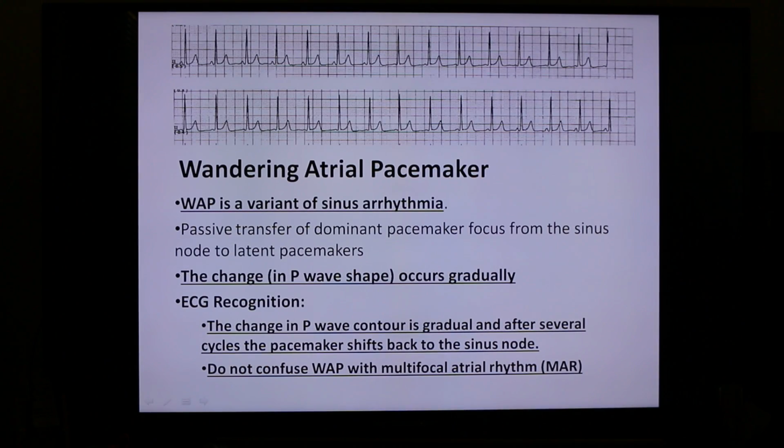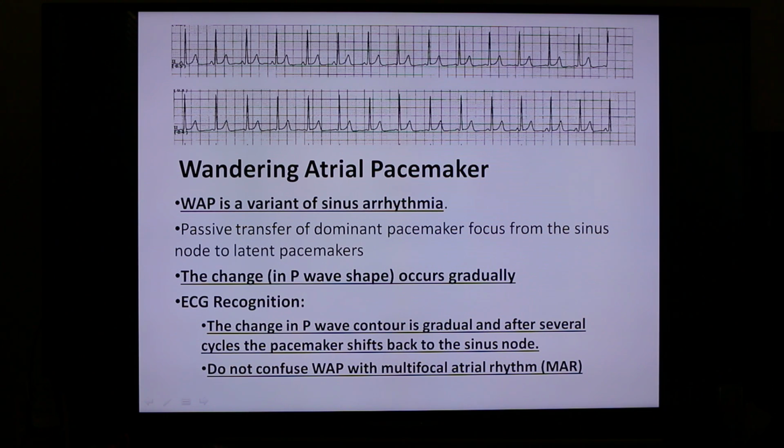Wandering atrial pacemaker, or WAP. WAP is a variant of sinus arrhythmia. There is a passive transfer of the dominant pacemaker focus from the sinus node to latent pacemakers. The change in P wave shape occurs gradually, and there is only one pacemaker that is in control. It is recognized on the surface EKG as a gradual change in P wave contour or shape, and after several cycles, the pacemaker shifts back to the sinus node.